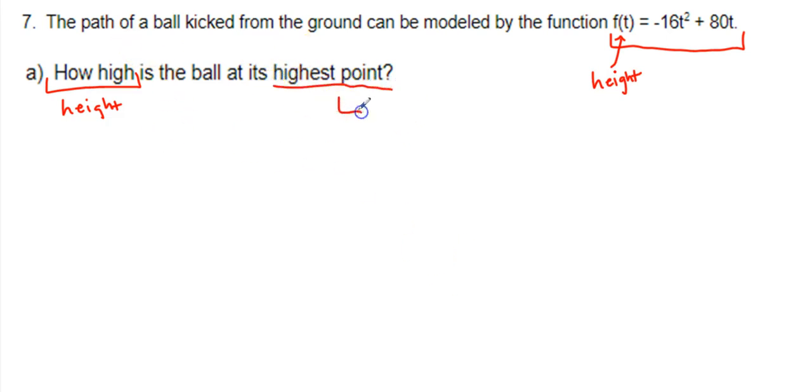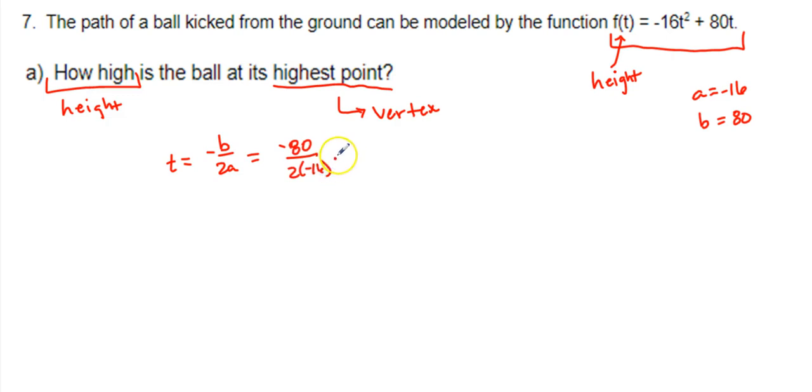So we look at the highest point, and that's just the vertex. It's the vertex of this parabola. So I need to go find the vertex. The way I find the vertex, my x, or my t value in this case, is going to be negative b over 2a. So here I've got an a of negative 16 and a b of 80. So negative b looks like negative 80 over 2 times negative 16 after we plug a and b in.